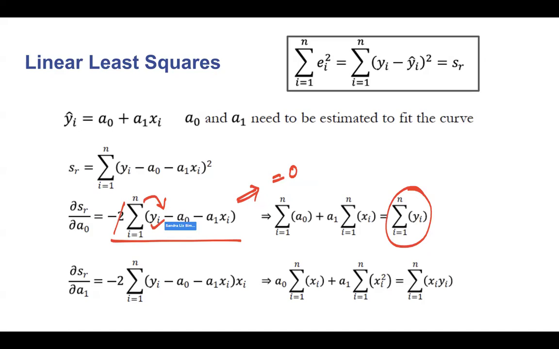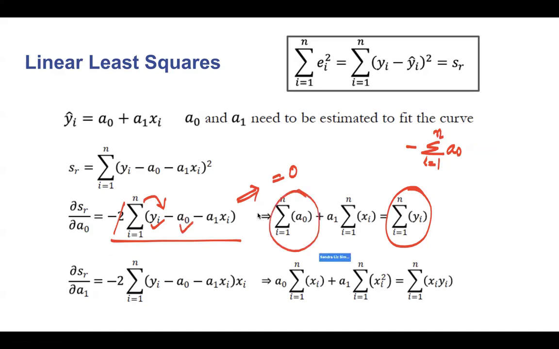Now here what will happen? This will become minus sigma i equal to 1 to n a0. You know a0 is a constant, right? That will simplify later. But anyways, this is sigma a0 here. So this term is here.